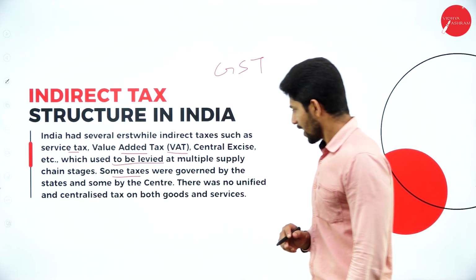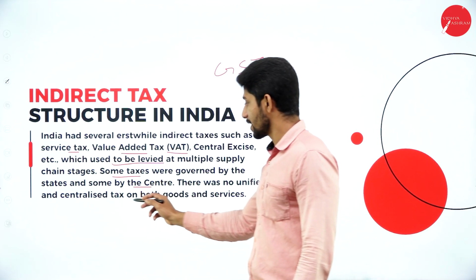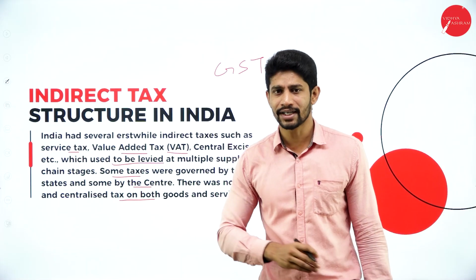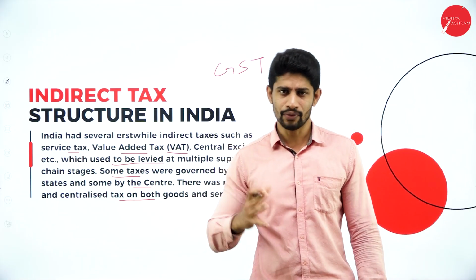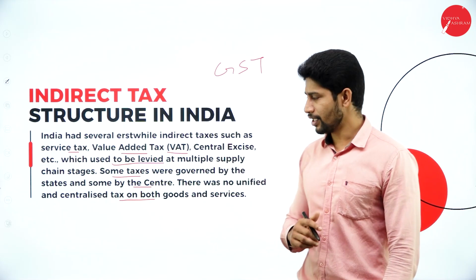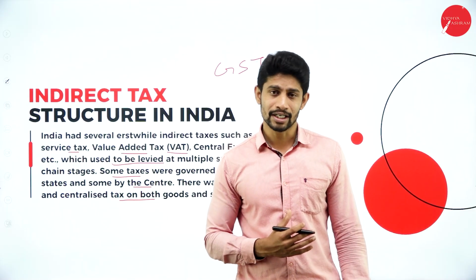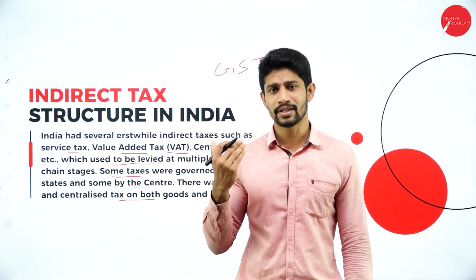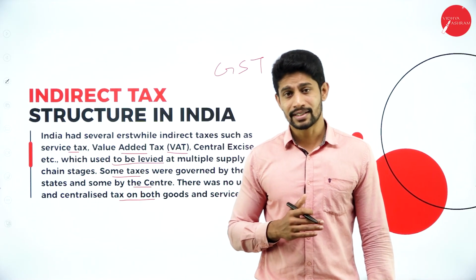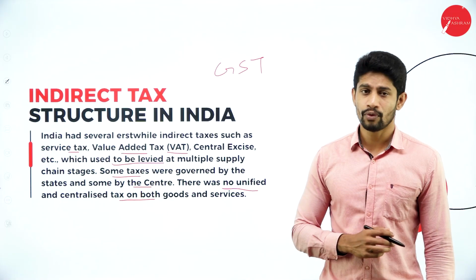Some taxes were governed by the state and some by the center. There was no unified and centralized tax on both goods and services. Yes, if you look into this particular slide, you will get to know that earlier to GST we had different indirect taxes, which they used to levy on different supply chain links, and some taxes were governed by the state government and some by the central government. So it was not governed by one government, whether central or state. Few indirect taxes were governed by the central government and few by the state government, and there was no centralized and unified tax on both goods and services.